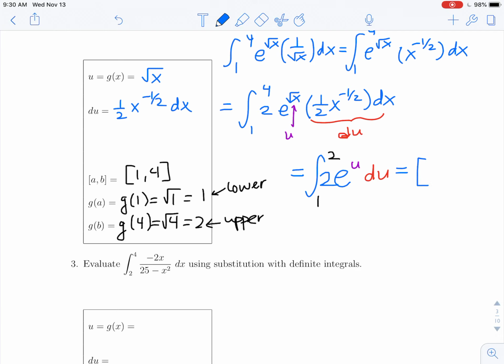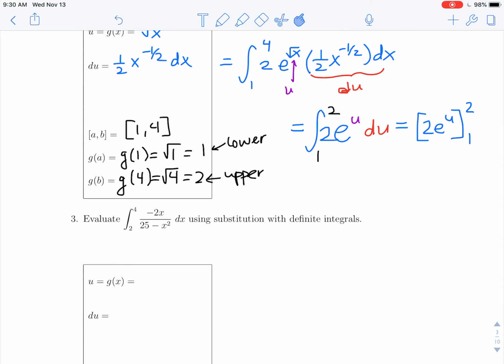So now I anti-differentiate and I get 2e to the u, evaluated at 2 and evaluated at 1. So I get 2e squared minus 2e to the first. And that's it.